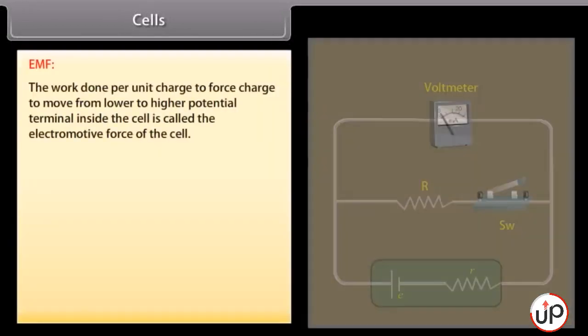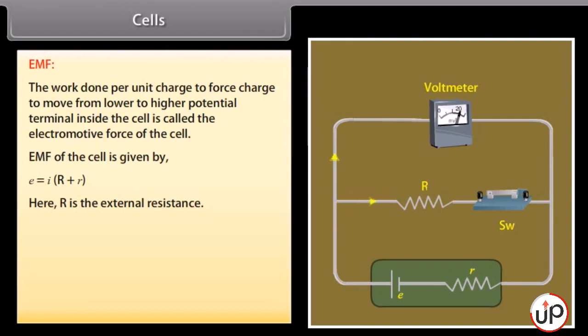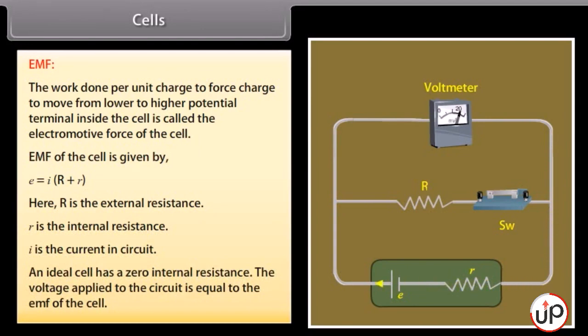EMF. The work done per unit charge to force charge to move from lower to higher potential terminal inside the cell is called the electromotive force of the cell. EMF of the cell is given by E = I(R + r). Here capital R is the external resistance, small r is the internal resistance, small I is the current in the circuit. An ideal cell has a zero internal resistance. The voltage applied to the circuit is equal to the EMF of the cell.